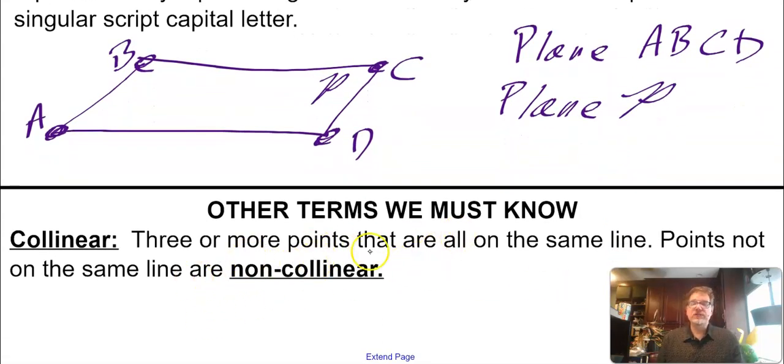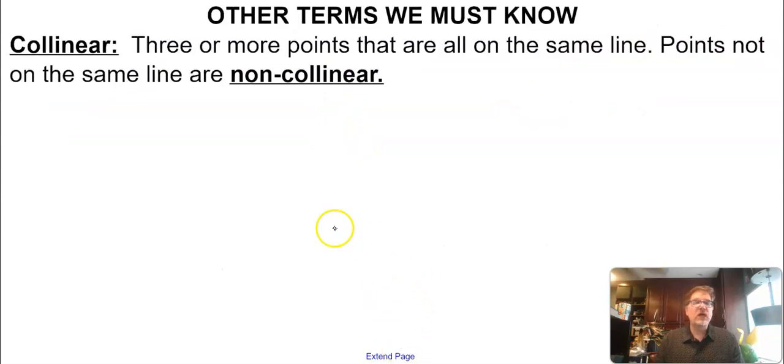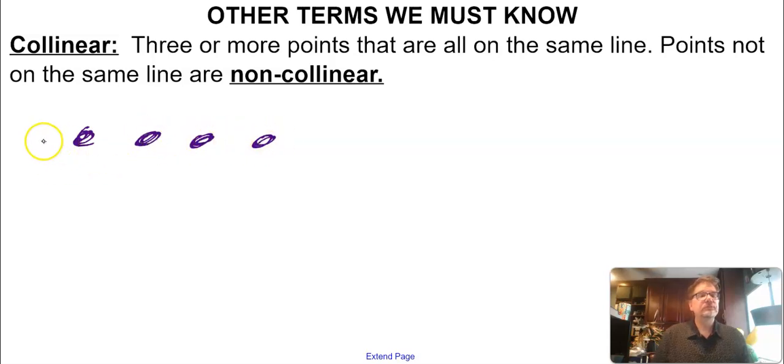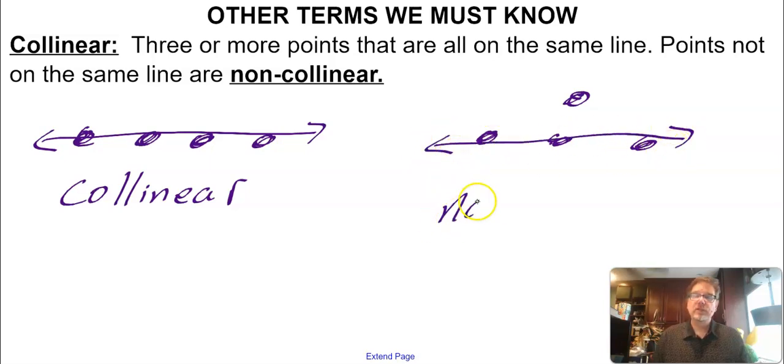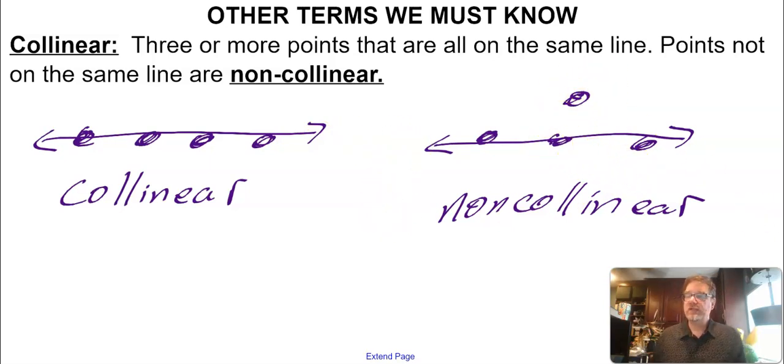Collinear is 3 or more points that are all on the same line. If any point is not on the line, then that group of points is non-collinear. So 3 or more, this would be a group of collinear points. If any of the points is not on that same line, they would be non-collinear. Collinear, all the points are on the same line. Non-collinear, at least one of the points is not on that line.